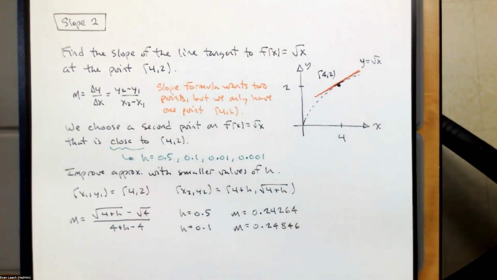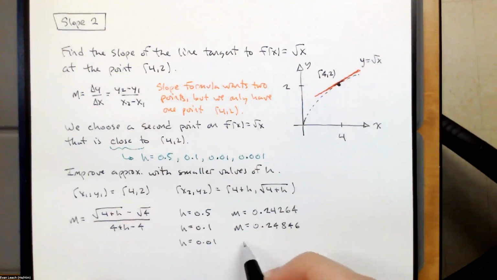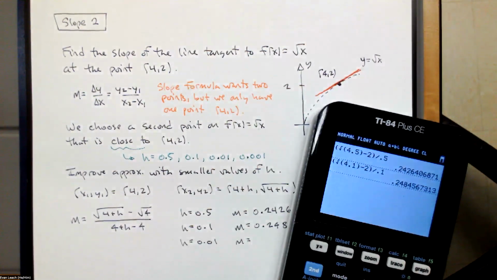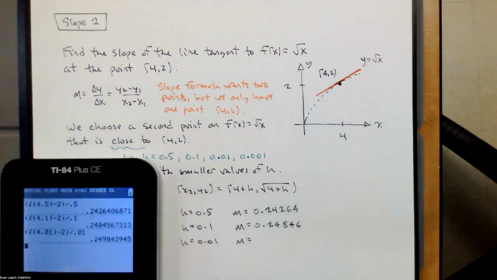Then we just do this for even closer values of h. And this was the idea of the problem yesterday. 0.24984.